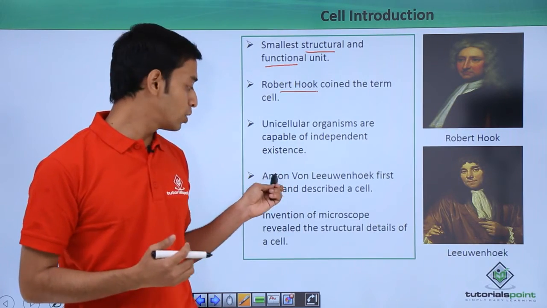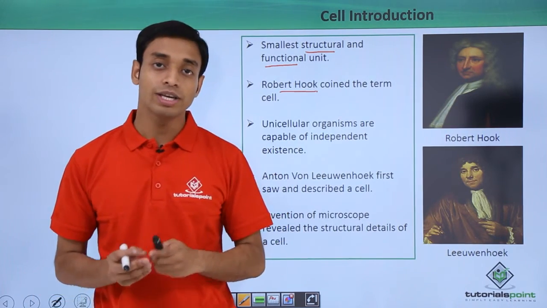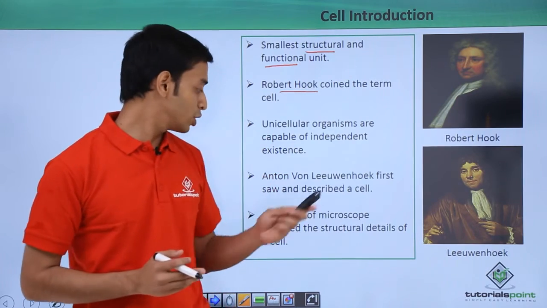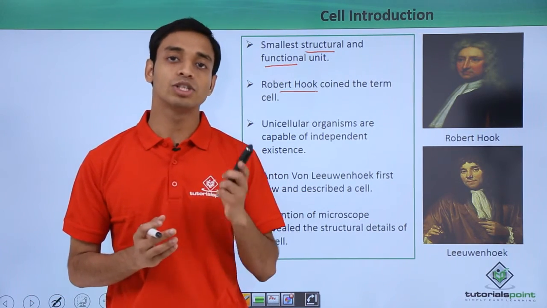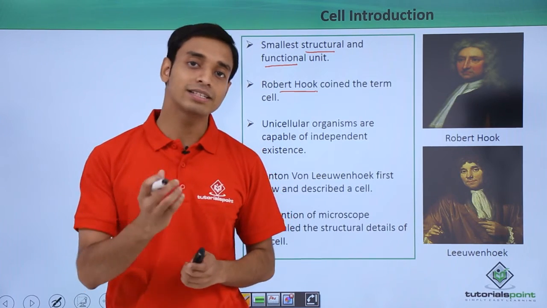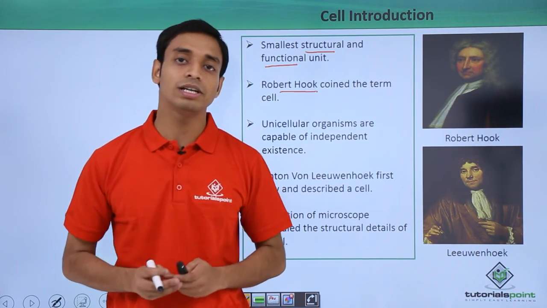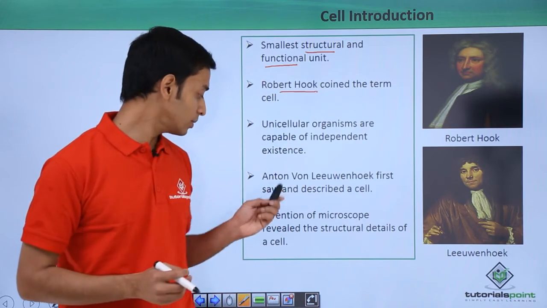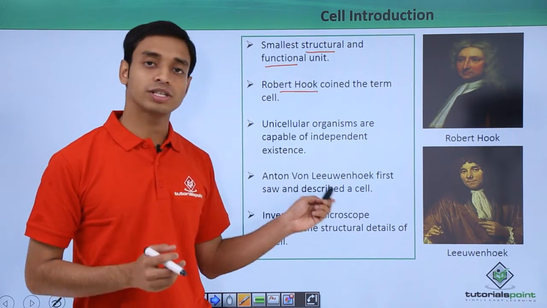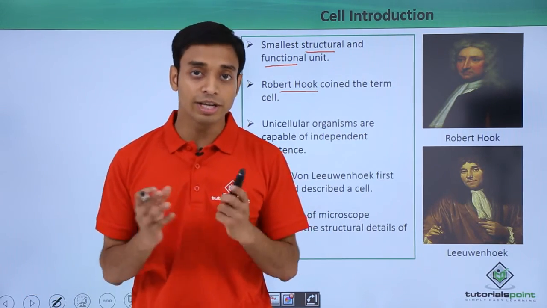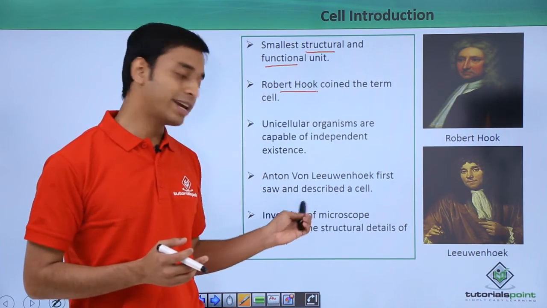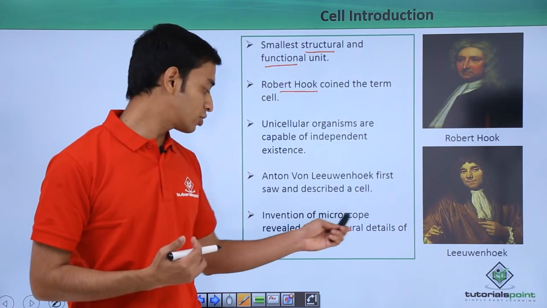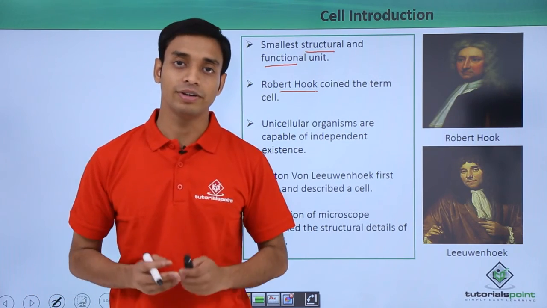Another scientist, Anton von Leeuwenhoek, was the first person who actually saw and described a cell. He was using a compound microscope and he started describing the structural details of a cell. The invention of the microscope was a very important turning point in the discovery of the cell and its structures. With the help of the microscope, the structural details of a cell got revealed.